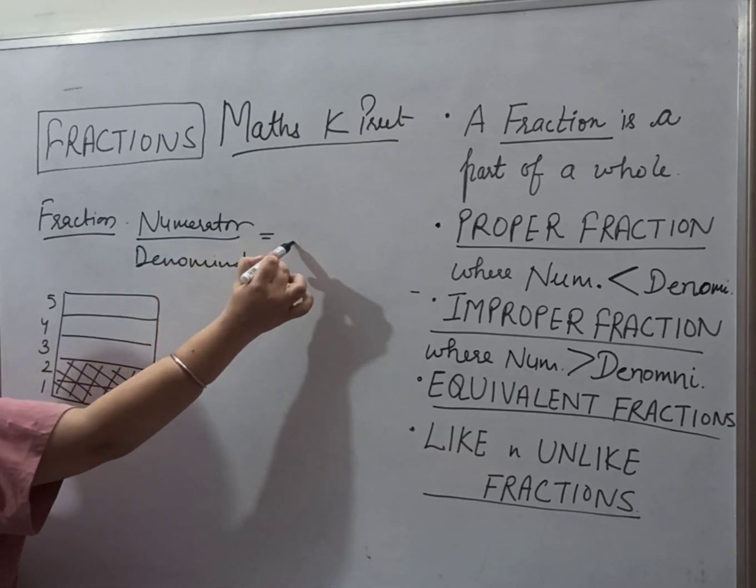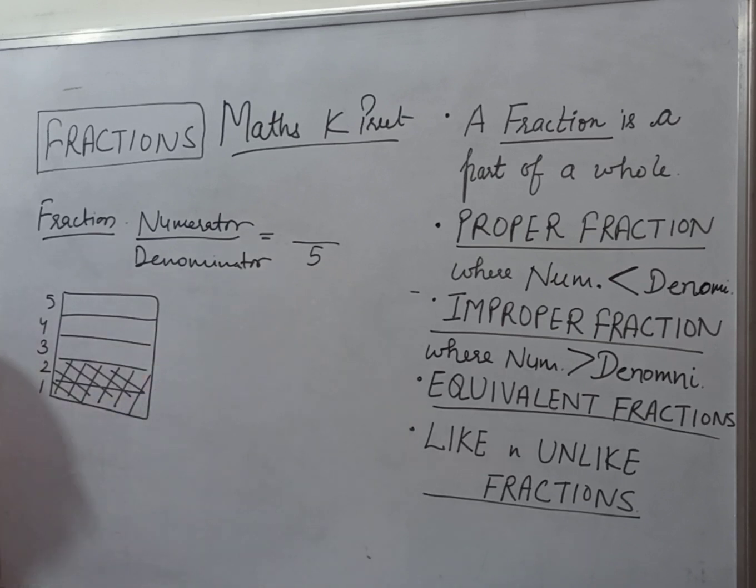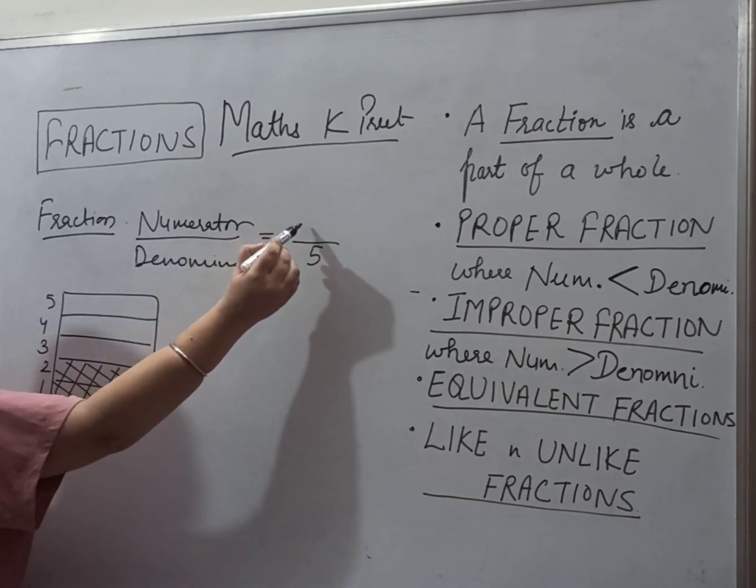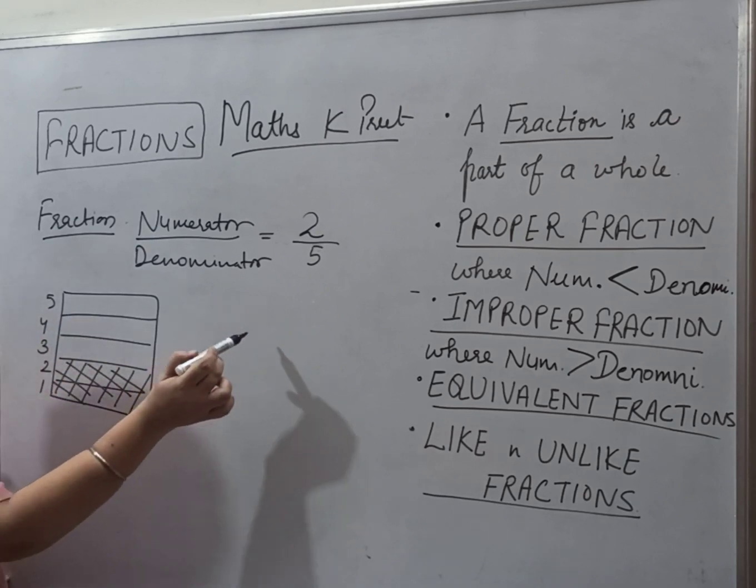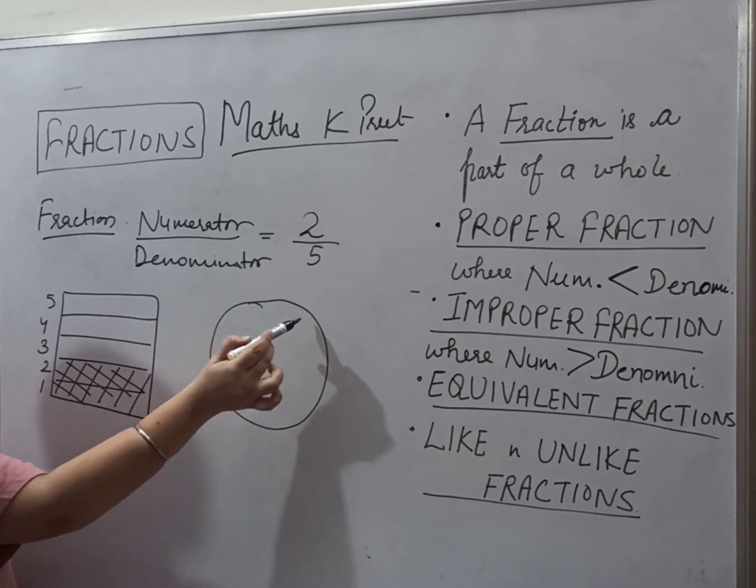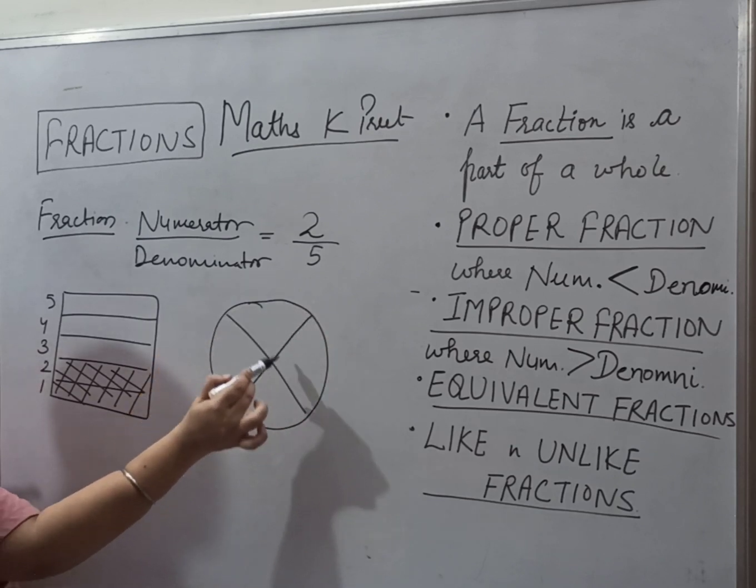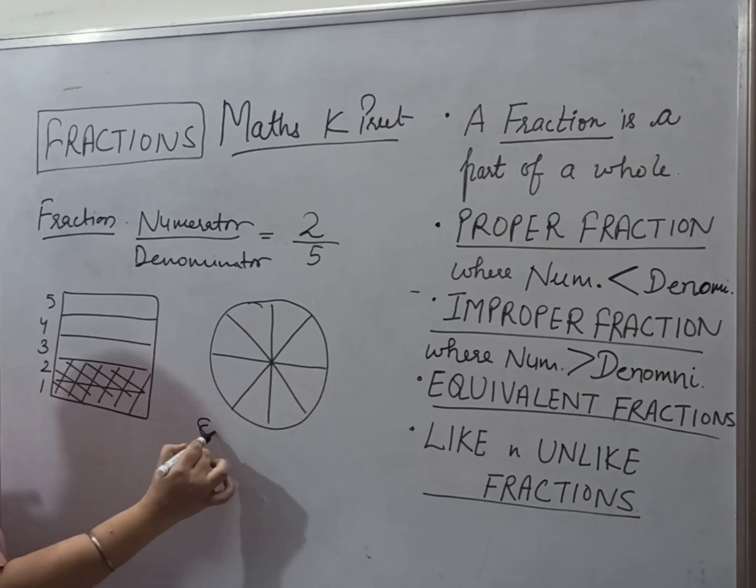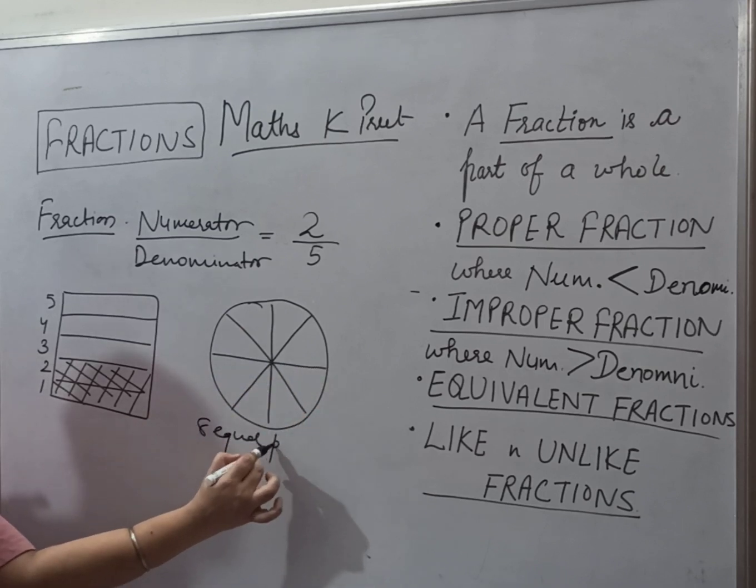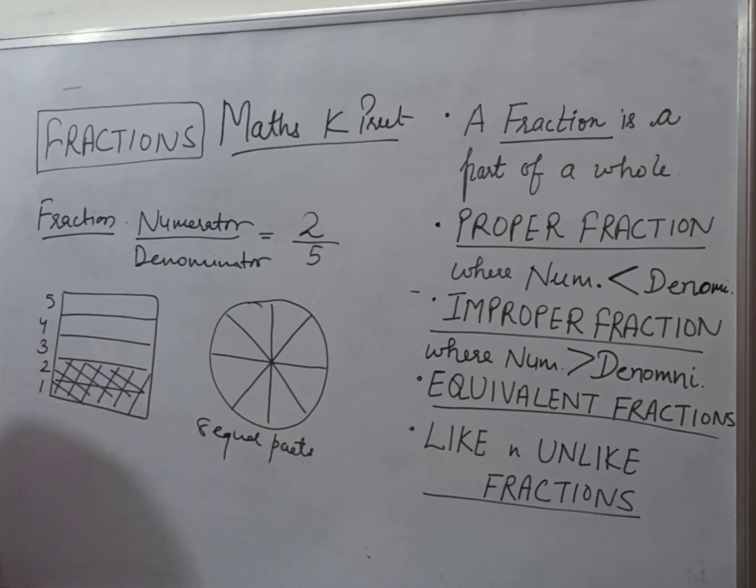So this will be equal to the total number of whole parts, which are all equal. The parts should be equal, and the parts we are considering here are 2, which are shaded. So the fraction for this figure is 2 by 5. Let's take another example of a pizza. Say somebody has cut this pizza into 8 equal parts. The word equal is very important: 8 equal parts.